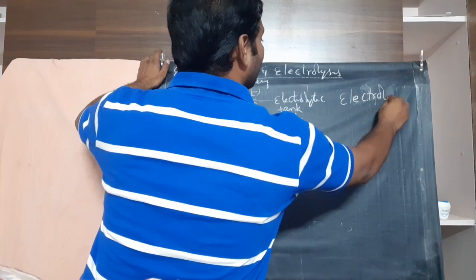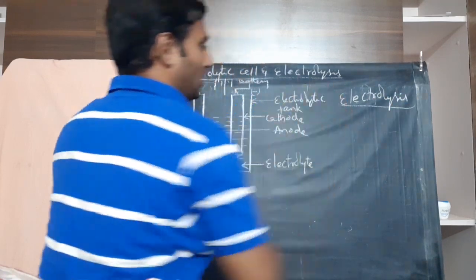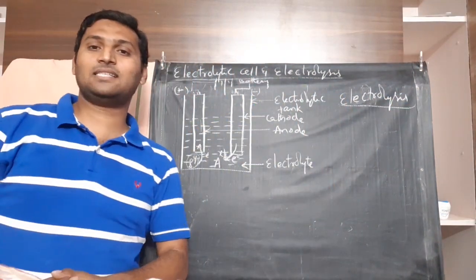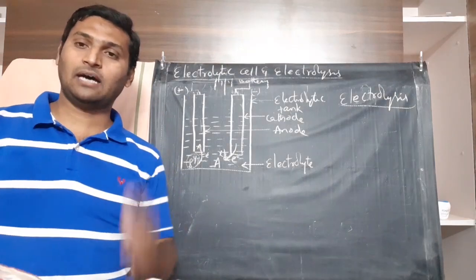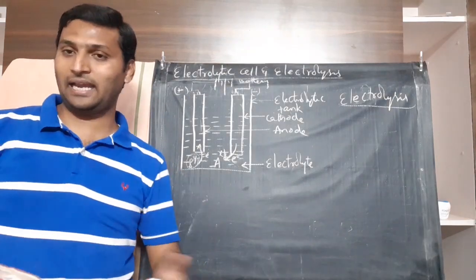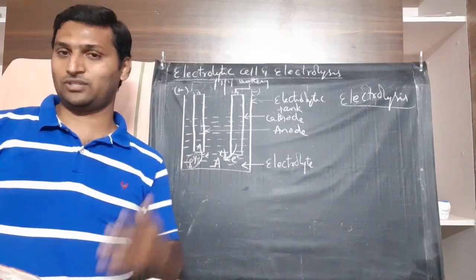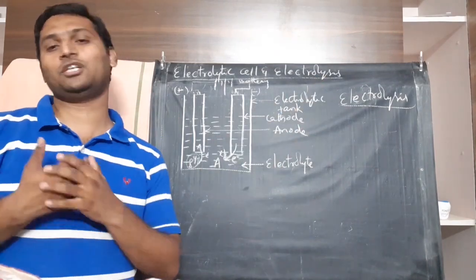Now, the process that occurs in an electrolytic cell is called electrolysis. Lysis literally means decomposition. Thermolysis, decomposition using heat. Photolysis, decomposition using light. Electrolysis, decomposition using electricity.